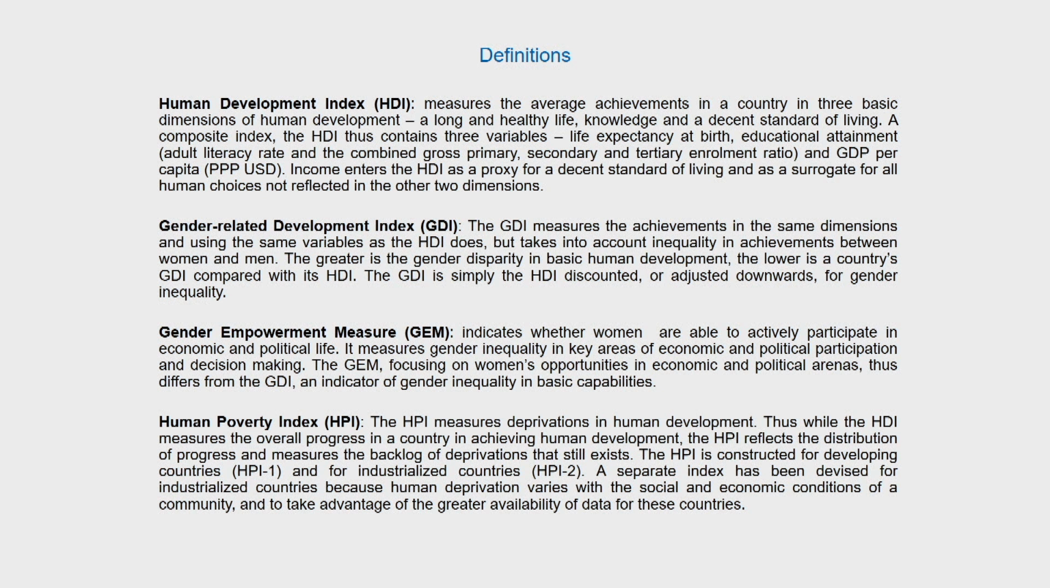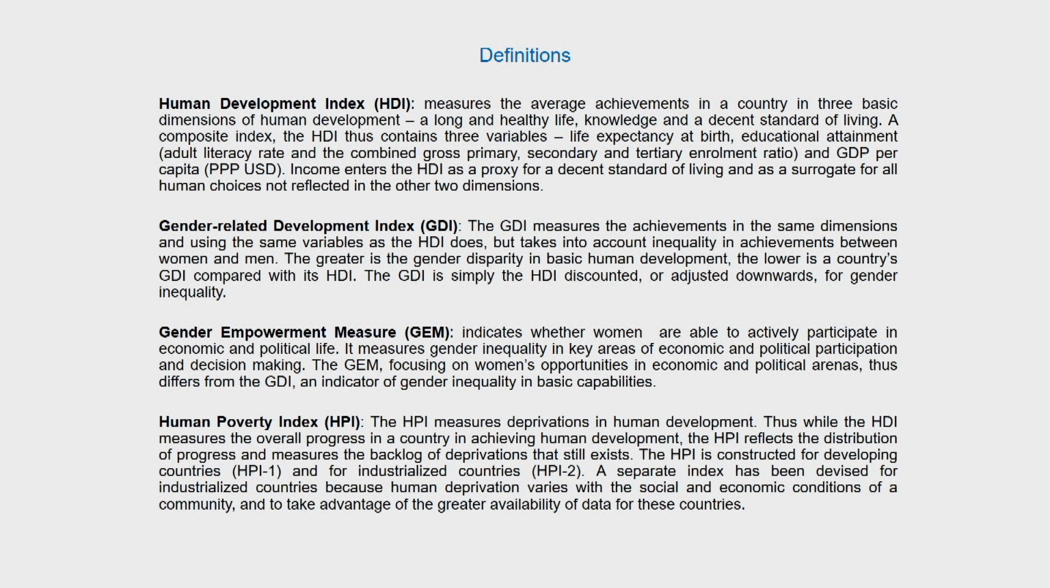The gender related development index measures the achievements in the same dimensions as the HDI, but takes into account inequality in achievements between women and men. So the greater the gender disparity in basic human development, the lower is a country's GDI compared with its HDI. So GDI is simply the HDI discounted or adjusted downwards for gender inequality. So it is expected that the GDI-HDI distance should not be very high.